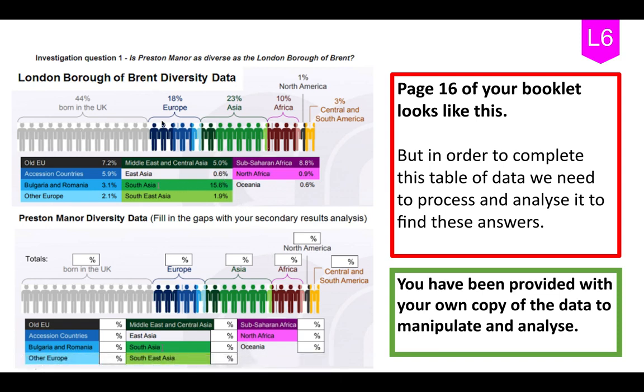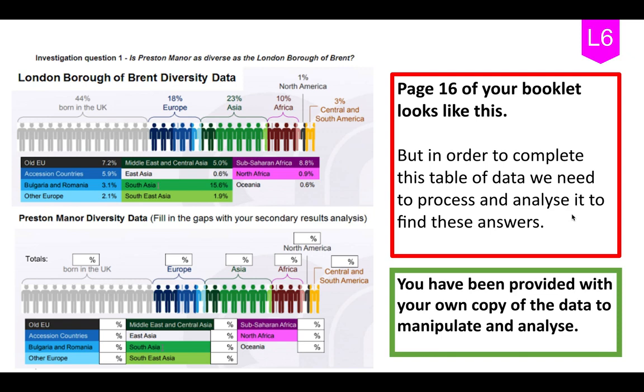We need it to come into this format here simply because we want to compare it to this information here. And this information at the top here, as you can see, says London Borough of Brent diversity data. This is how diverse most people in Brent are. So to compare us at Preston Manor with Brent overall, we need results that look the same as that. So we're going to process and analyse our data to find these answers.